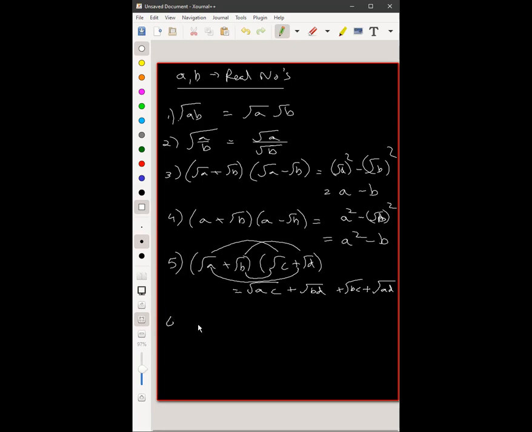And lastly, root a plus root b, the whole thing square. Root a square plus 2 into root a into root b plus root b the whole square. So what is root a square again? a plus 2 root ab, plus b, right? Because root b, the whole thing square is b itself. So these are basic 6 identities which we need to know. Copy these down.